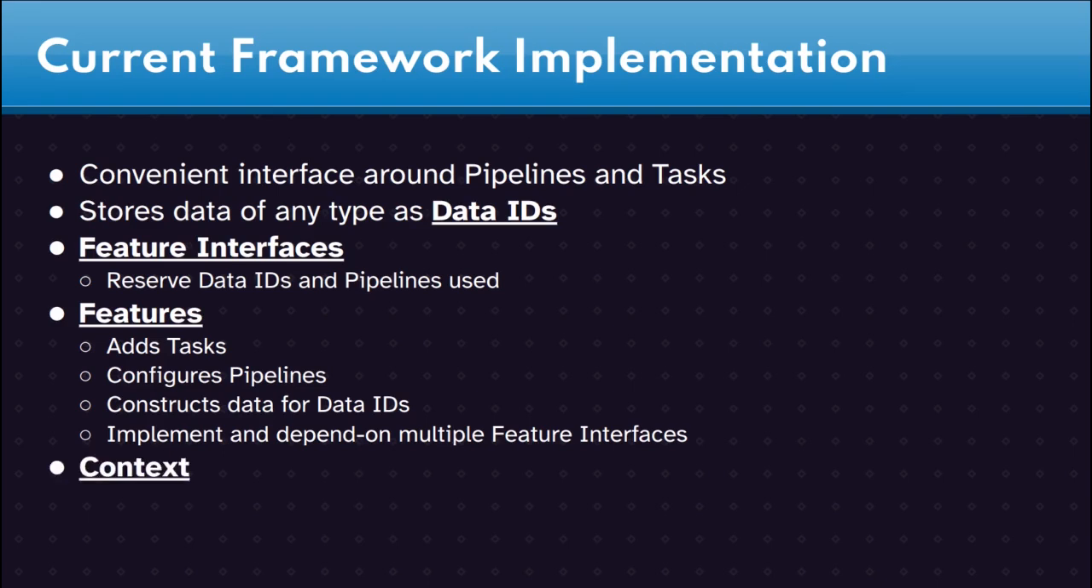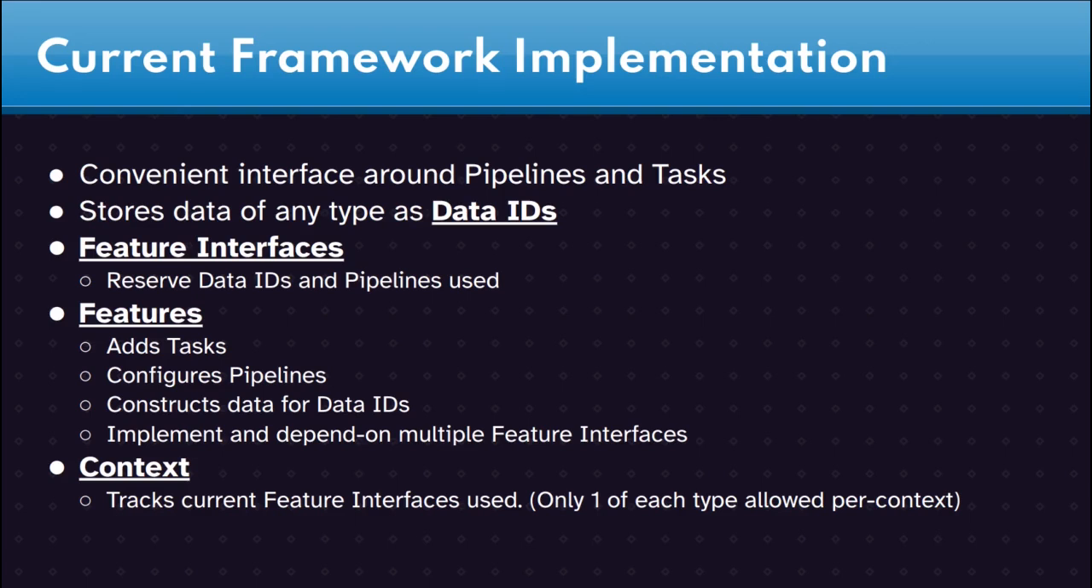And again, there's something called the context, and the context pretty much just tracks what feature interfaces are used. So if I have the window, I can add features to the window, I can have a scene, I add features to the scene, and only one type of each feature interface is allowed. So I can't have two physics engines, or two of the same things. I'd have to make two separate contexts to make that work.